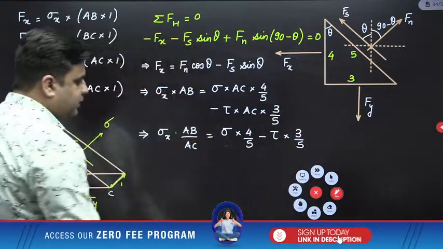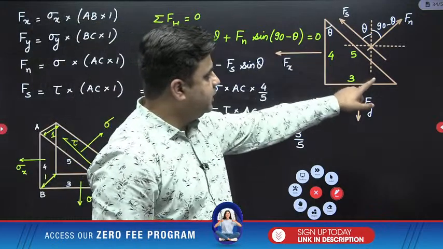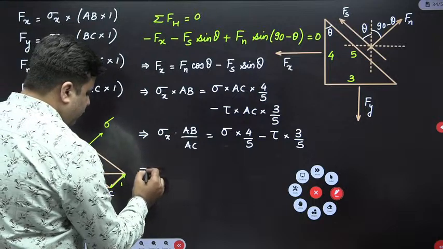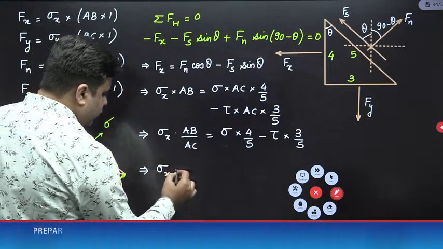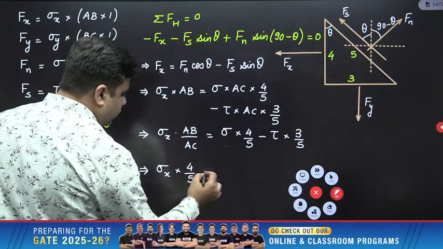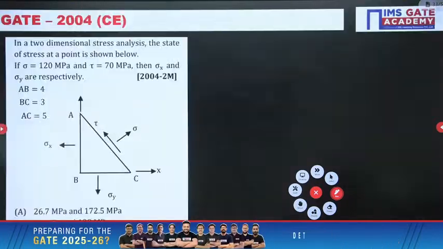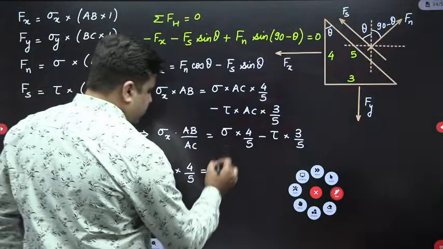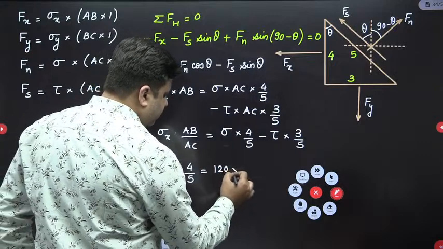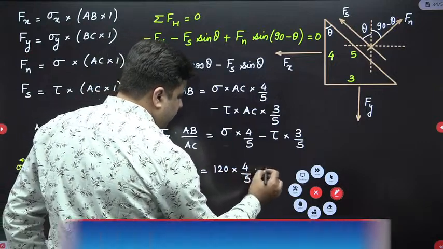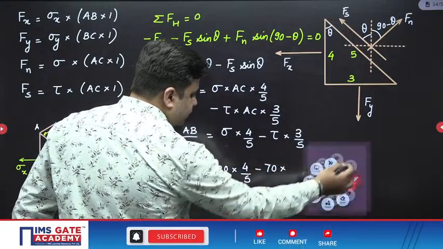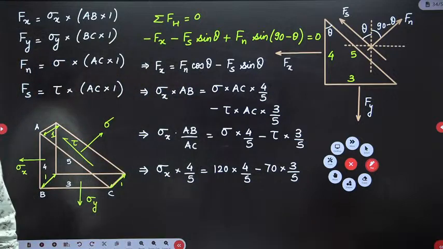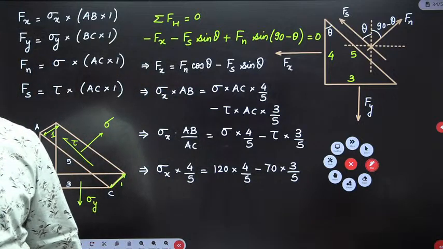And this AB by AC is nothing but cos theta, which is 4 by 5. Substitute the value of AB by AC. So sigma x into 4 by 5 is equal to, normal stress sigma is given to you as 120 and shear stress is 70. So this is 120 into 4 by 5 minus 70 into 3 by 5. Please calculate and tell me the value of sigma x here.